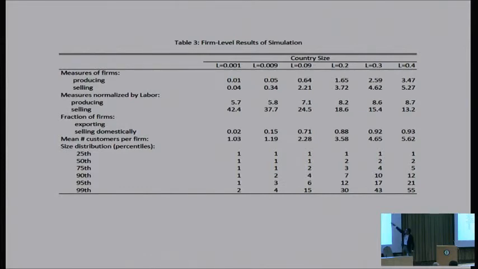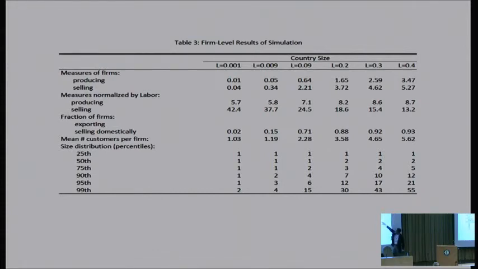The number of firms selling goes down relative to the labor force in the big market. What's going on is that in a little market, the average firm selling there isn't selling to very many customers, and that's behind this result, whereas in the big market, it tends to be selling to a lot of customers. And we saw that in the data.